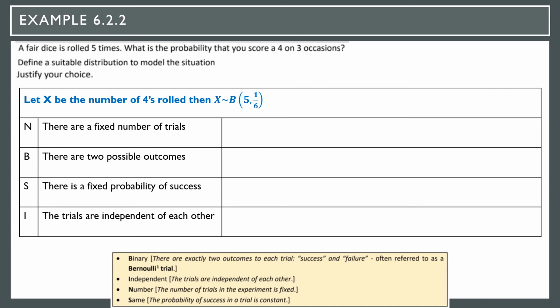From there, please can everybody just pause the video and see if they can complete the reasoning behind why the binomial distribution is suitable. So for example, do we have a fixed number of trials? Yes or no? And then please can you just explain why?